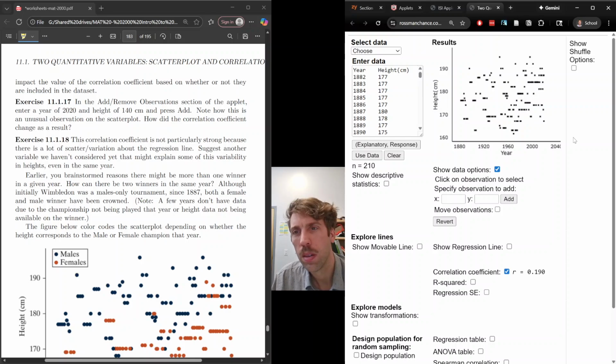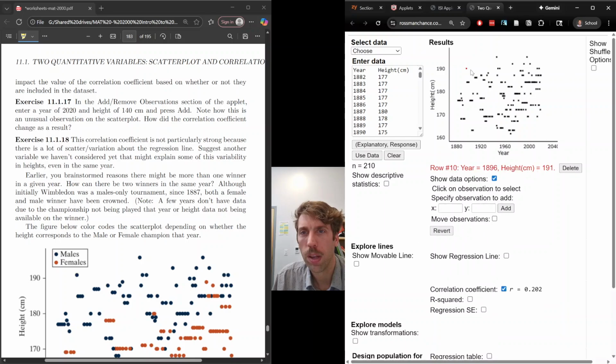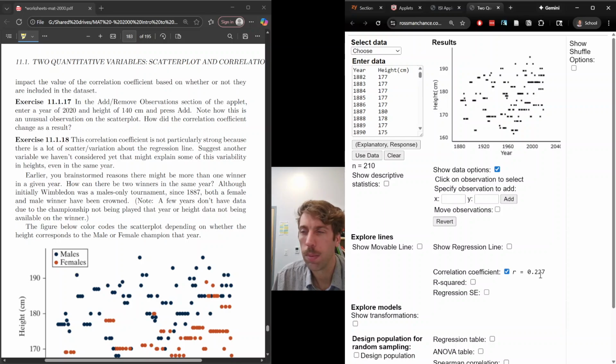Yeah. I'm going to delete some of these that are getting in the way of the correlation coefficient. Alright, now my correlation coefficient is different from yours. And then I'm going to add something. I'm going to add x is 2020 and y is 140.